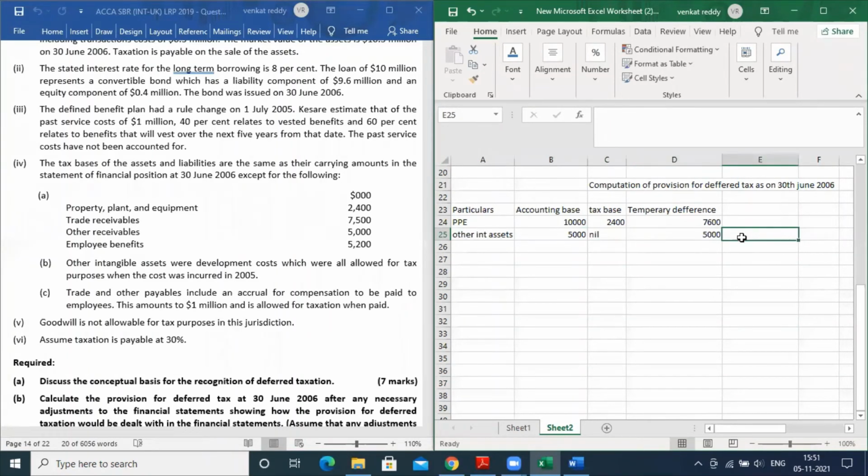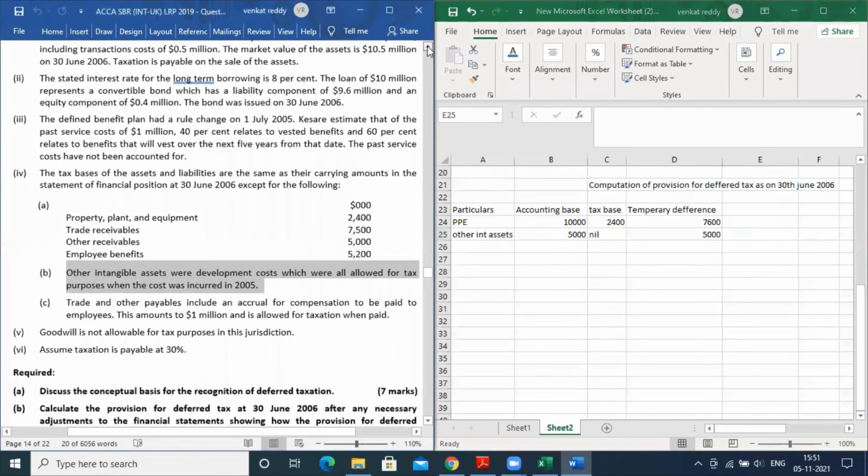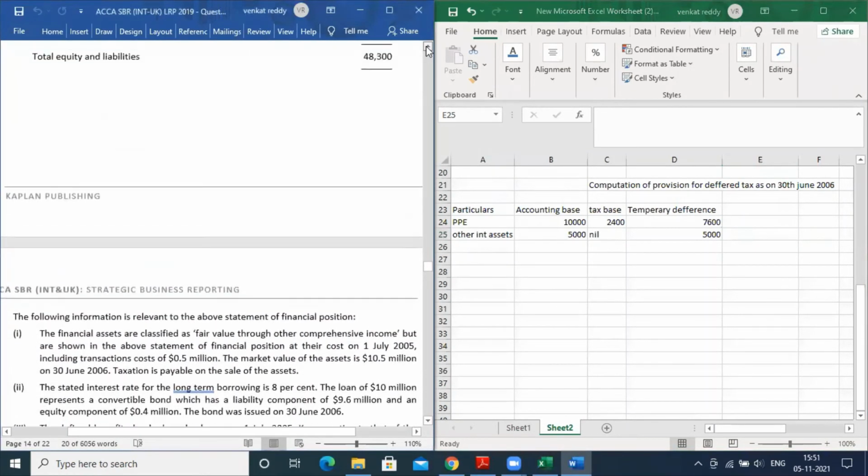So why are we not considering the value of intangibles as per tax base? Because development expenditure cannot be capitalized as per tax. That's why we are assuming it as 0 and the temporary difference is 5,000. Then after other intangible assets, the next item will be financial assets.